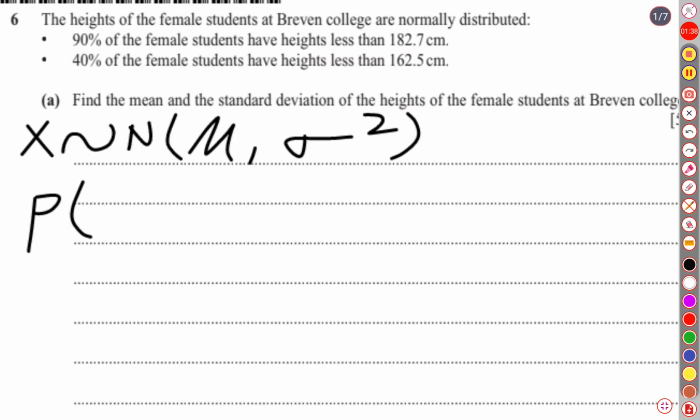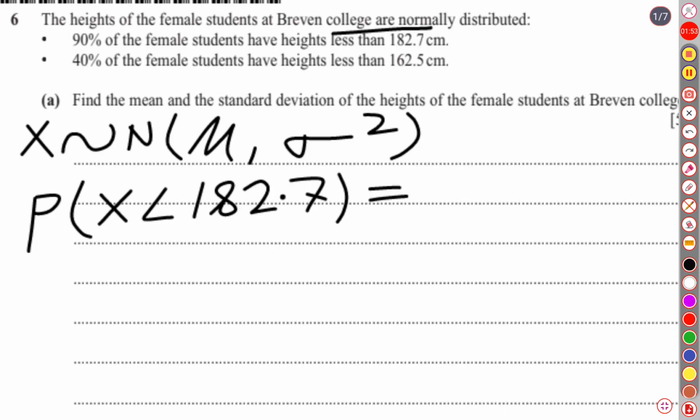Probability of x less than, look at this, height is less than 182.7. So x less than 182.7, and the probability of this height is 0.90. Well, then we will have to standardize the score.